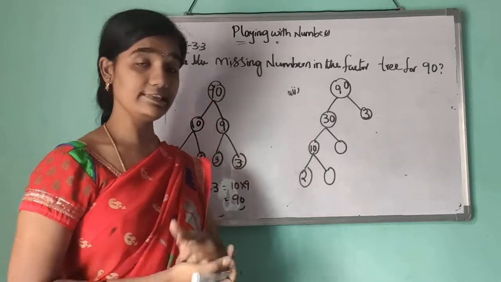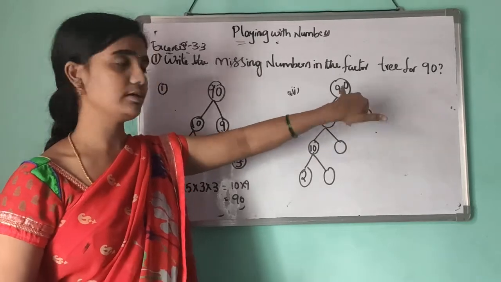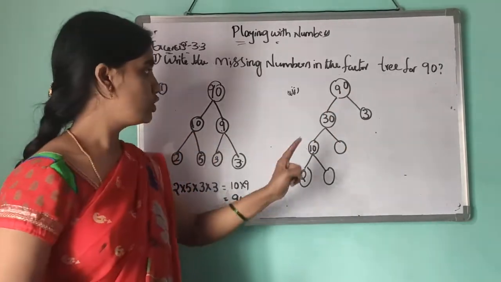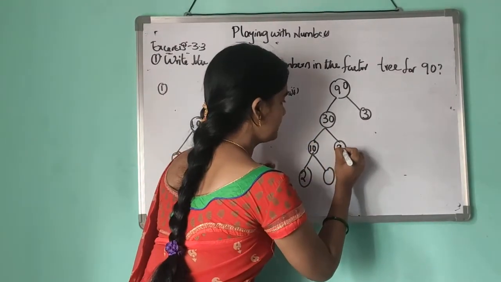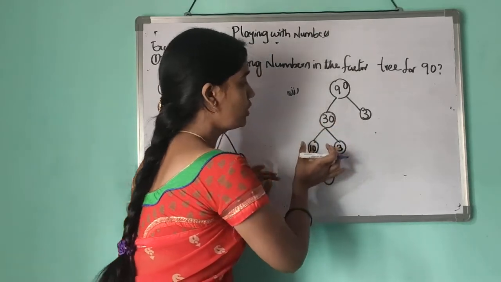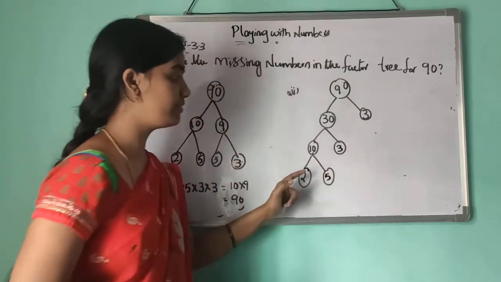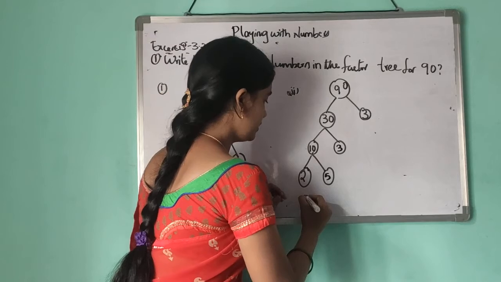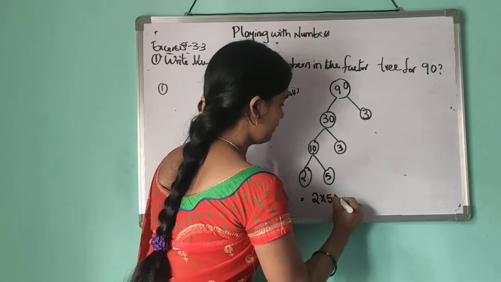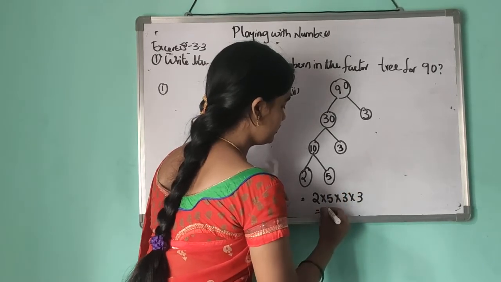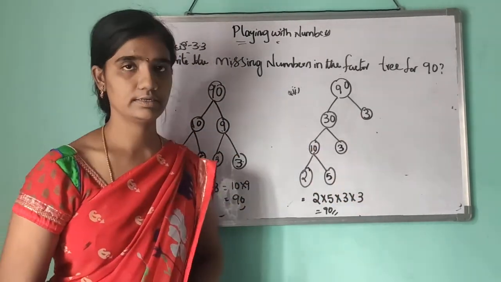Coming to the second one, here 90 is given. 90 can be written as 30 into 3. Then we get the product 90, which is correct. In this way, we can write 30 as 10 into 3. 10 3s are 30. So this is also correct. Coming to 10, how can you write 10? 5 2s are 10. So the factors of 90 are 2 into 5 into 3 into 3. Here also the same, so the factors 5 and 3 are correct.